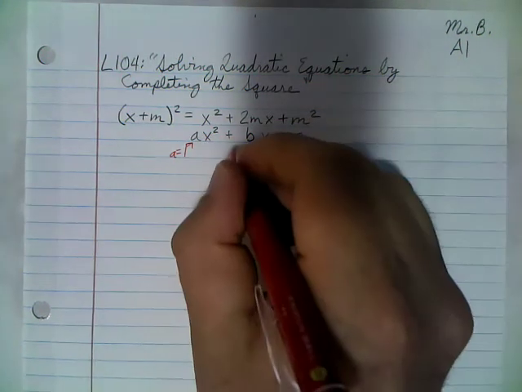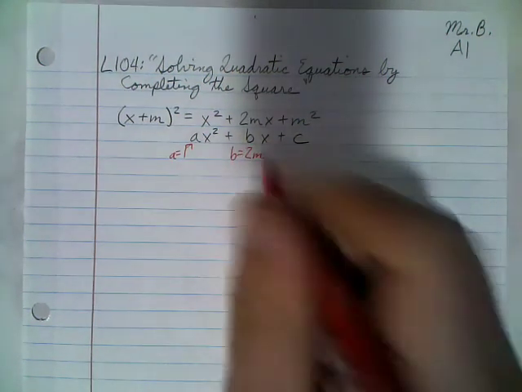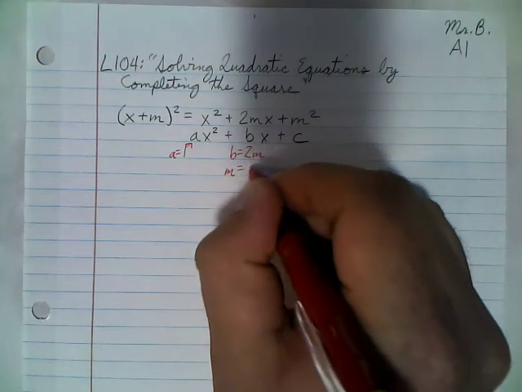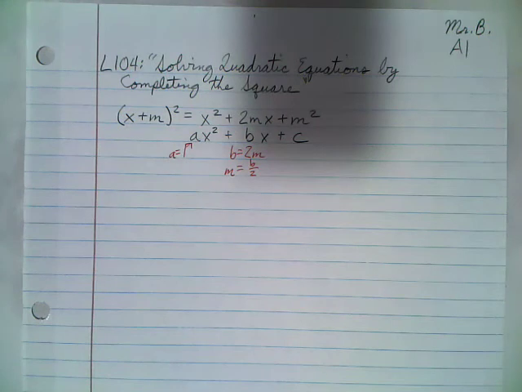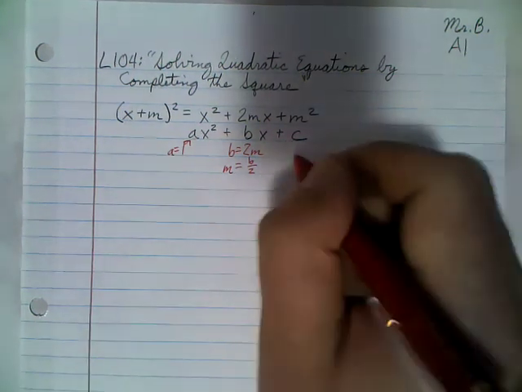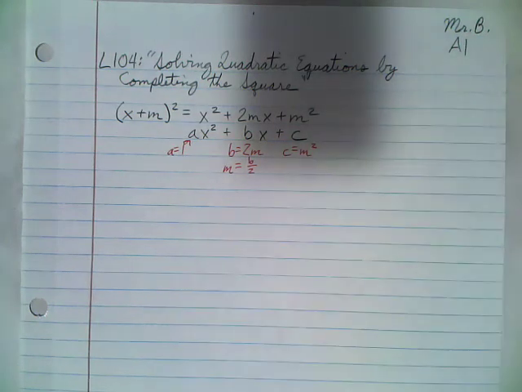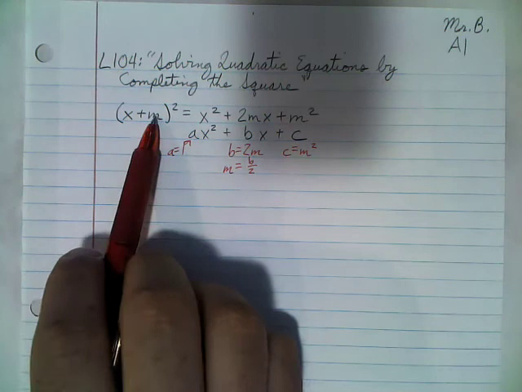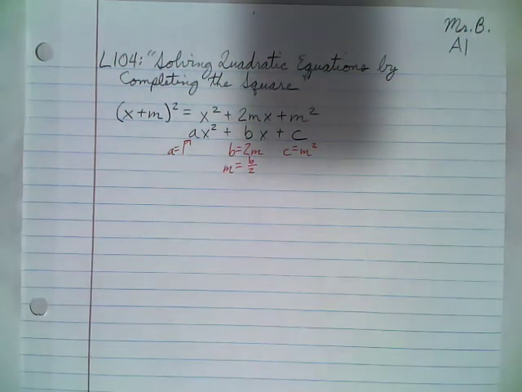Now b, we see, equals 2m. Therefore, m must equal b divided by 2. That also is going to be important in just a moment. And then finally, we can see that c then, our constant, must be whatever m is squared. So then keep in mind that m is the thing that we're adding with x. So m is the thing we're adding with x.